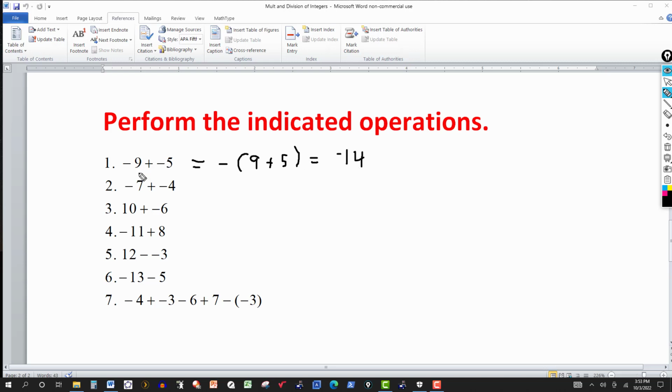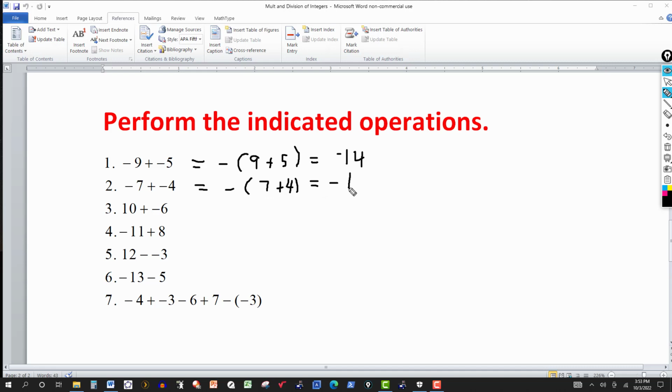If this had been a positive 9 and a positive 5, of course, same thing. 9 and 5 is 14. The sign is positive, so we don't need the negative. In this case, second problem, we had negative 7 and a negative 4. Signs are the same. So again, you can do this mentally. I'm just doing it this way just to emphasize the rule. So we bring down the sign, and the numbers are the same. 7 and 4 is 11, and I bring down the sign.